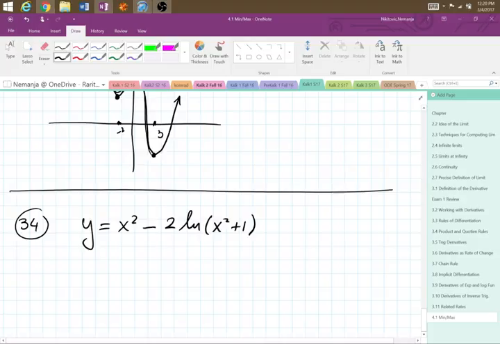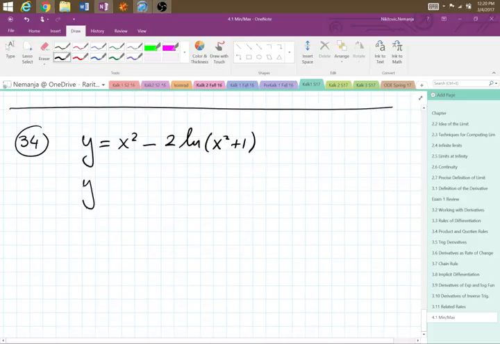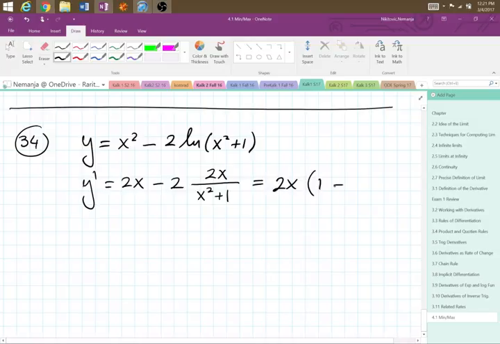So the derivative would be 2x minus 2 times the derivative of the ln. So we immediately put the division line, copy the argument as is, and put its derivative on top. And now, since I know I need a factored form, both of these have 2x. I'm immediately going to factor out 2x and have 1 minus 2 over x squared plus 1, like this, because that is what I have to set equal to 0.